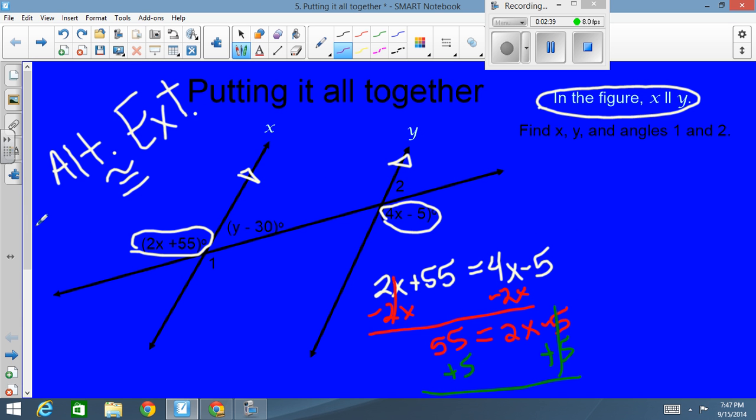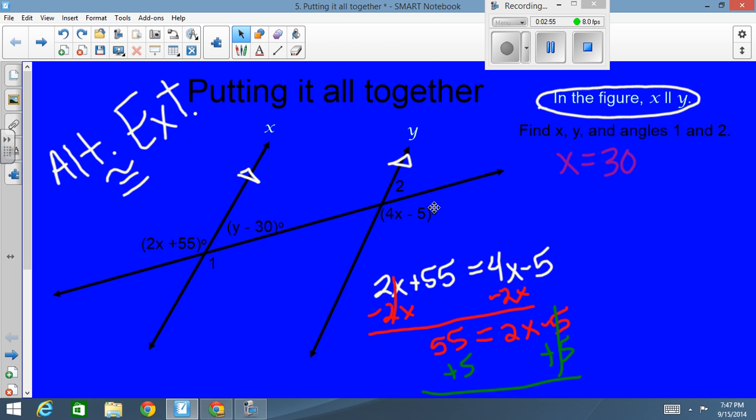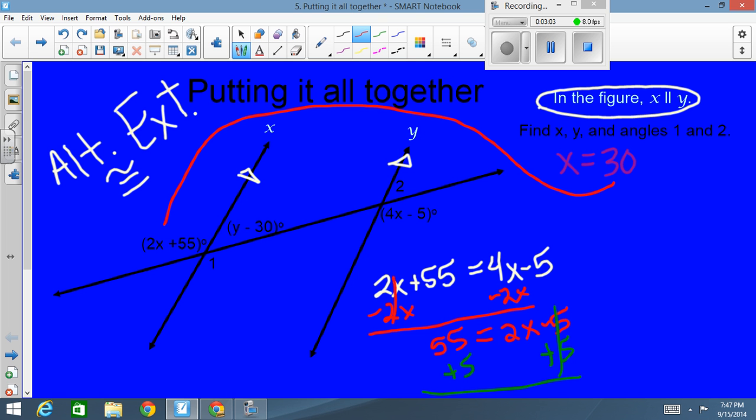So I'm going to go up here and say, okay, first things first, x equals 30. Got it. Now, how is x equaling 30 going to help me with the other angles I need to find? Well, I'm going to take this 30, go up here, and plug it in right there for that x. I'm going to substitute it in. So 2 times 30 is 60. 60 plus 55, this is a 115 degree angle.